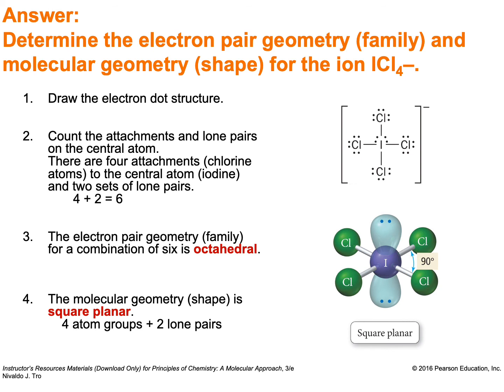So the central atom has 4 bonds and 2 lone pairs. So it has 6 total, for which it will have an electron pair geometry of octahedral. But because it has 2 lone pairs, the molecular shape is not going to be octahedral. It's going to have 4 bonding pairs of electrons plus 2 lone pairs. That's called square planar.